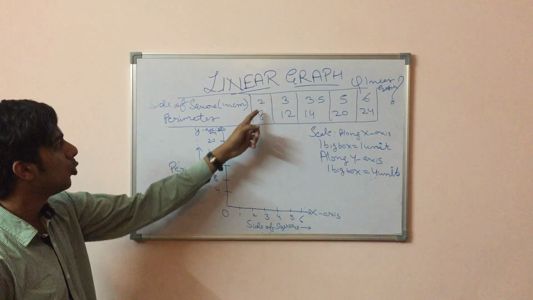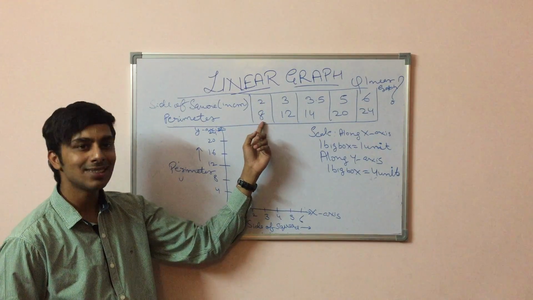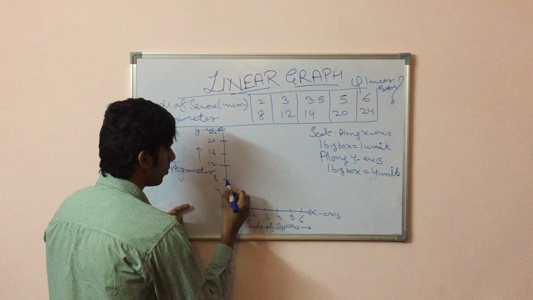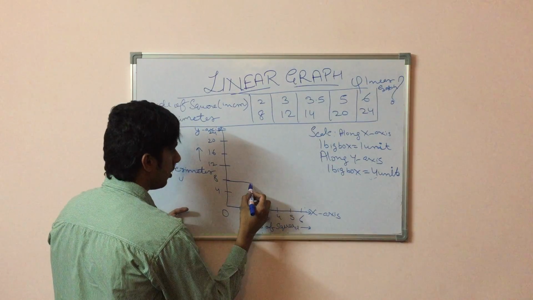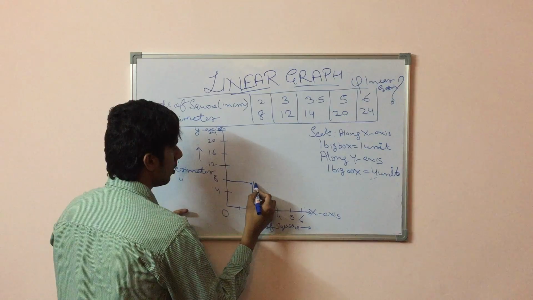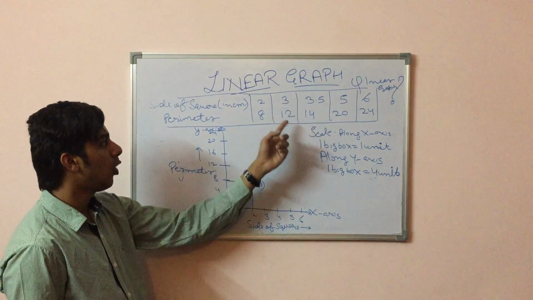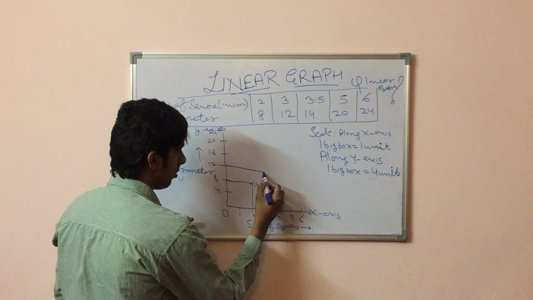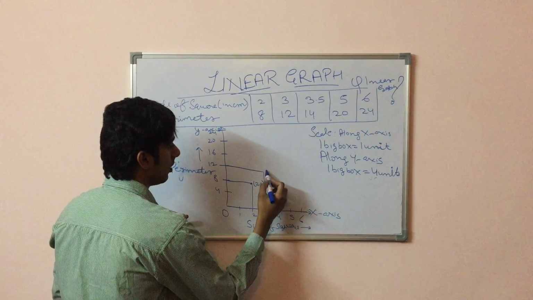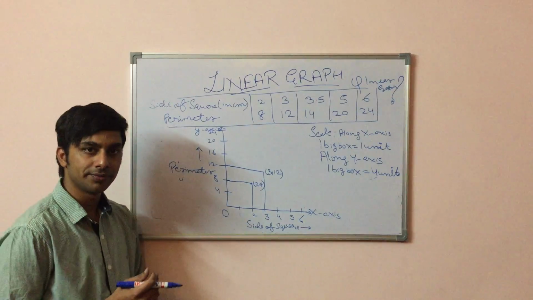So 2, 8. So what is the x-axis? X is 2, y is 8. So this point is 2, 8, right? Then 3, 12. 3 is this and 12 is this. So it will be like this. This is 3, 12, right?